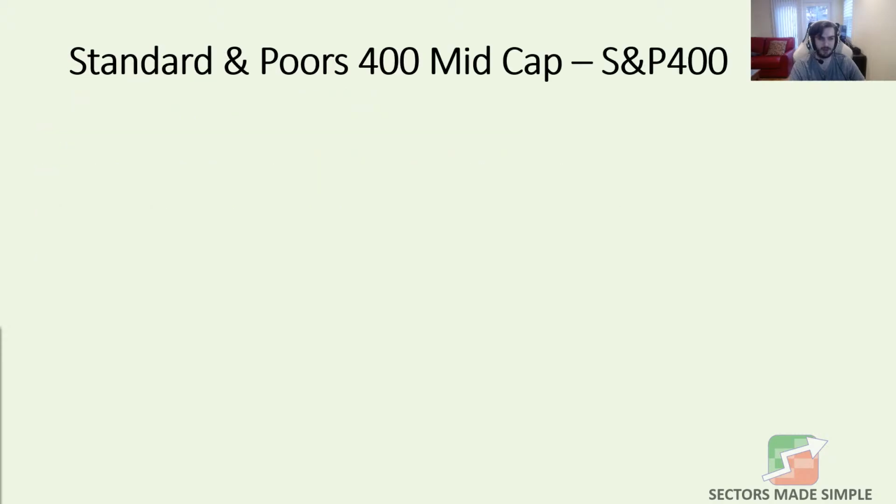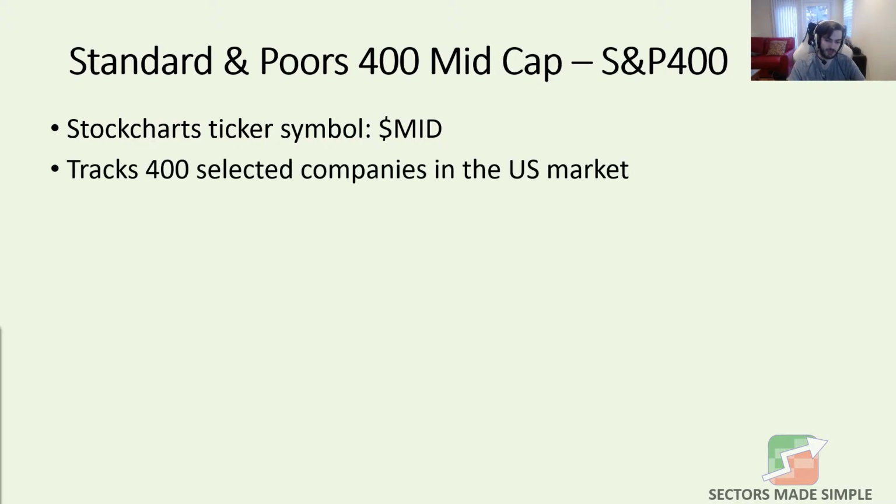So let's talk about mid-cap, the S&P 400. On StockCharts, the ticker symbol we have for that one is $MID, mid. Go figure, mid-cap. And this is 400 chosen companies. These are not random. These are chosen because they are supposed to represent a good spread of the market.